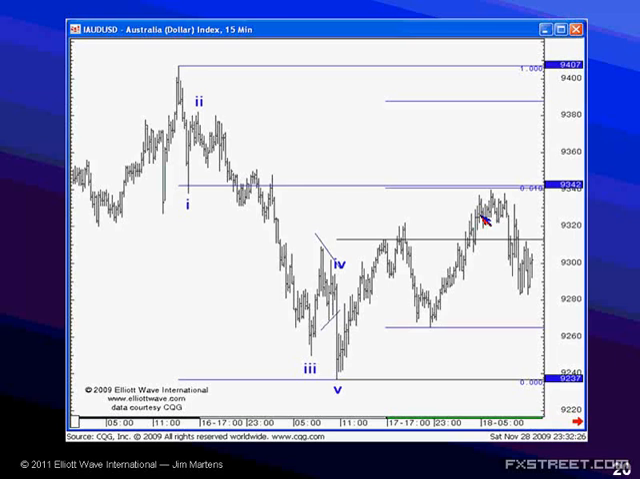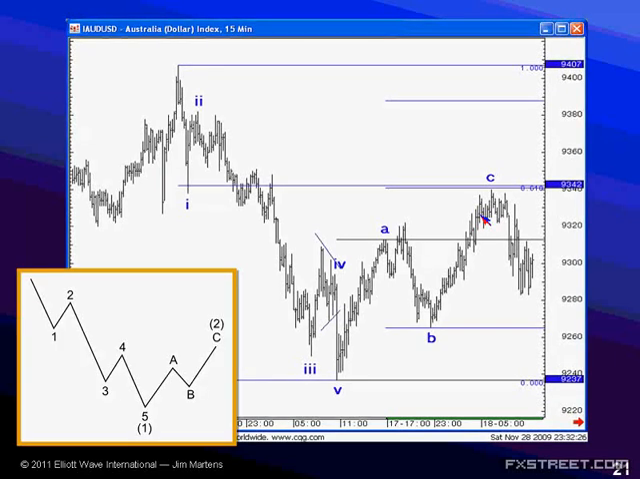Here's how we labeled it. 5 down, 3 up. What should happen next? If I knew nothing else about this market, what should happen? I have 5 waves down, 3 waves up. What's the next move? Well, since I said that even corrective patterns unfold in 3 waves, and I have a 5-wave decline from the high above 94 to 92.37, that can't be a correction.